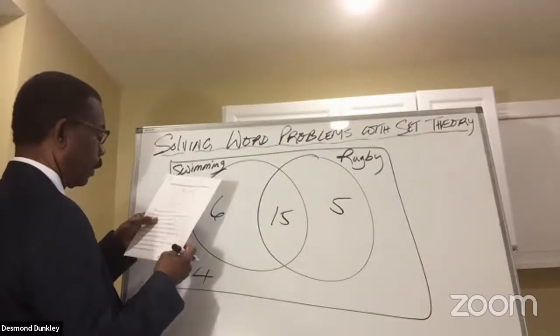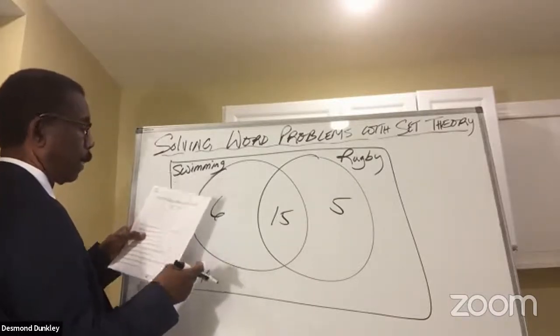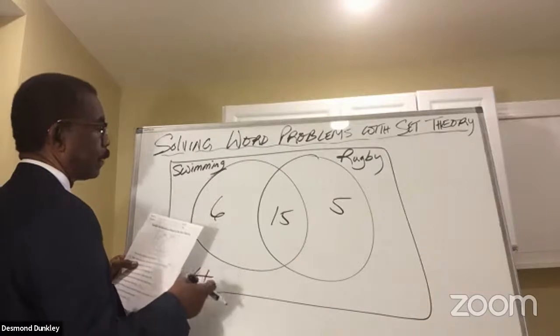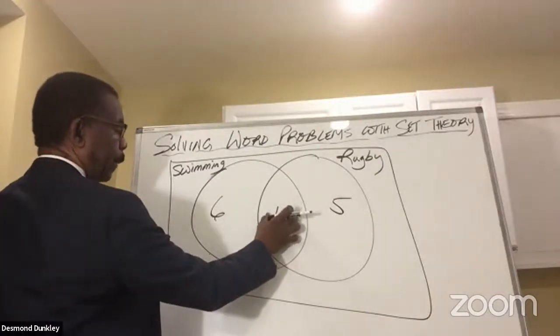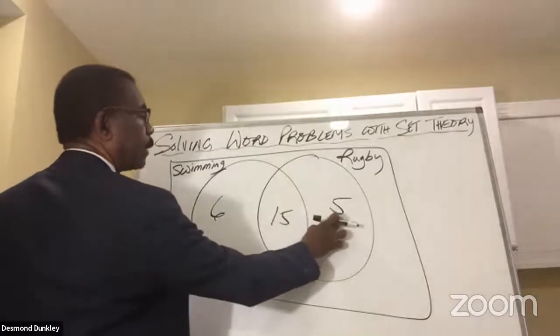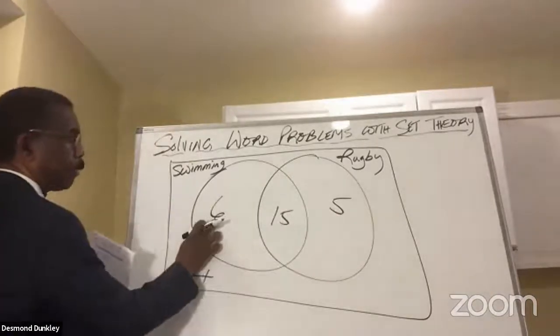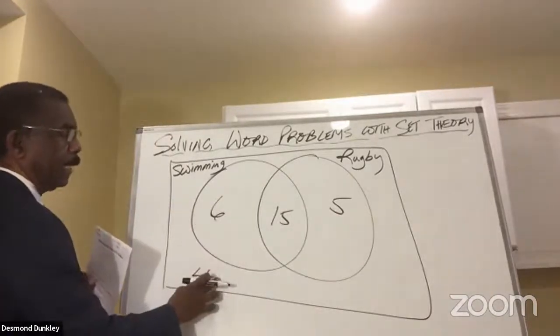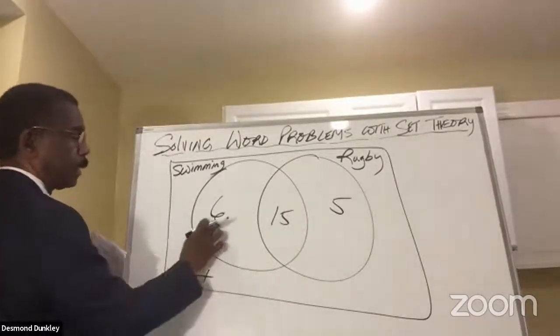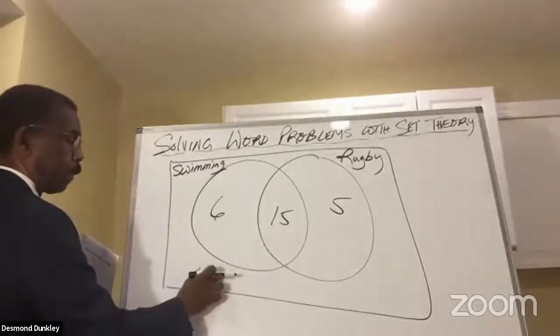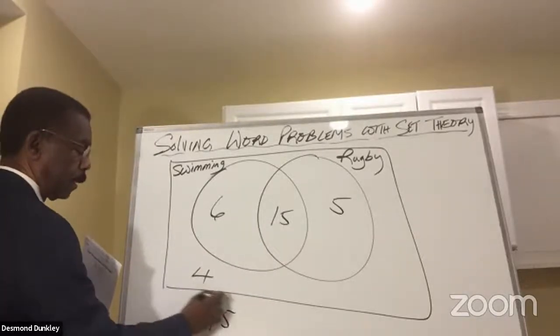How many students do not like both rugby and swimming? So these like rugby and swimming. So these like rugby only, these like swimming only, these like neither. So these 3 areas would answer the question. 6 plus 5 is 11 plus 4 is 15.